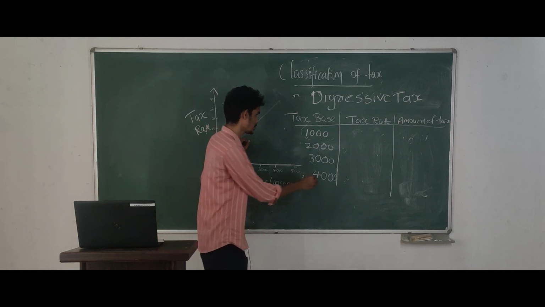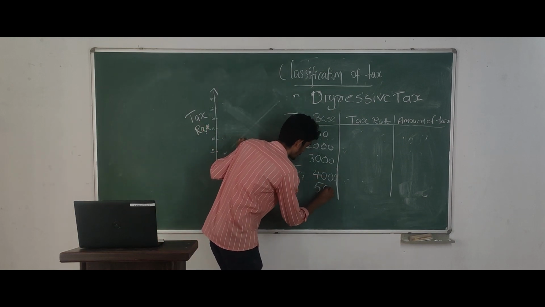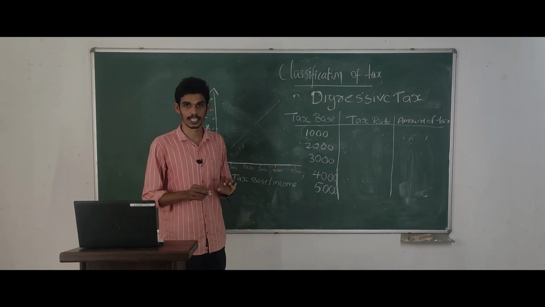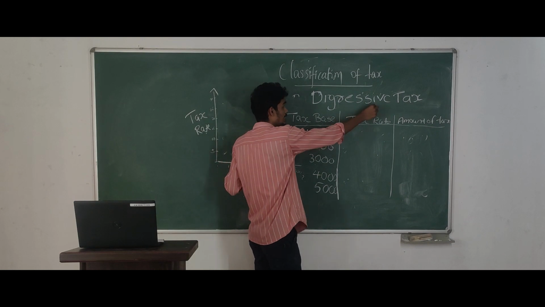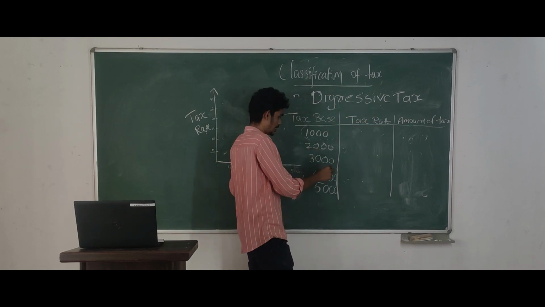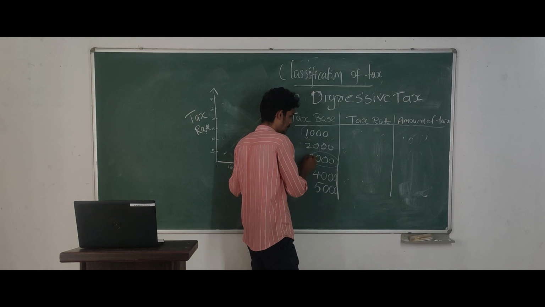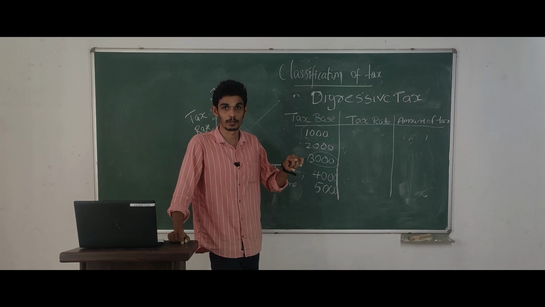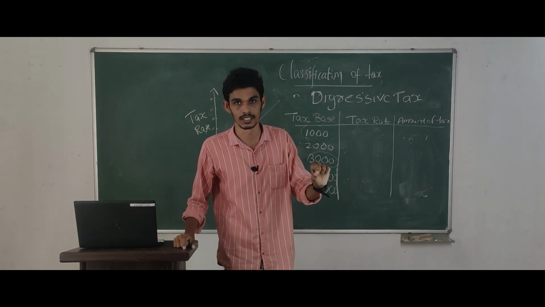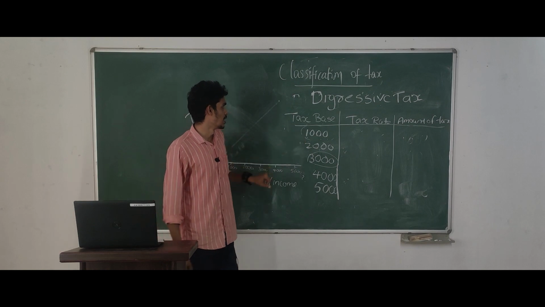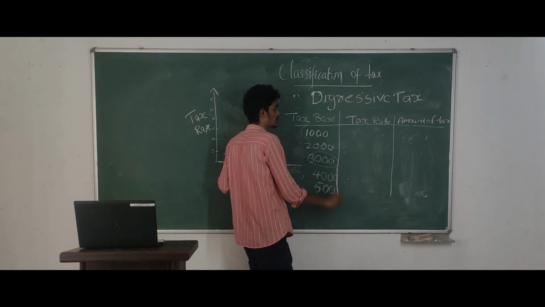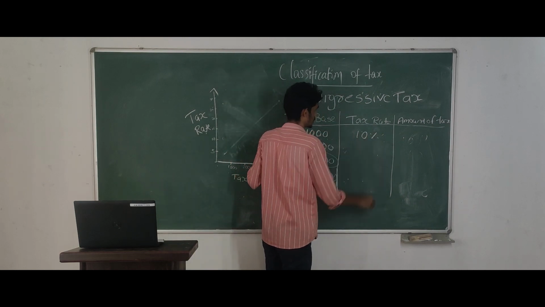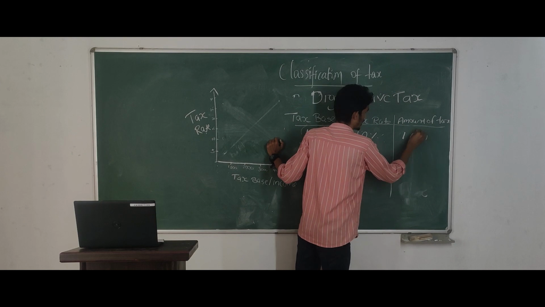It is a combination of progressive and proportional tax. That means in degressive taxation, up to a certain limit, the tax rate increases with the increasing income. After a particular point, the tax rate remains constant. Here, income is 1000. In this case, the tax rate is 10%. The amount of tax is 100.